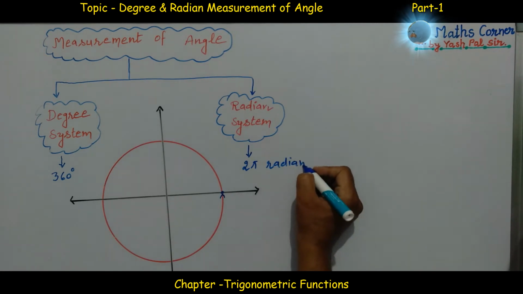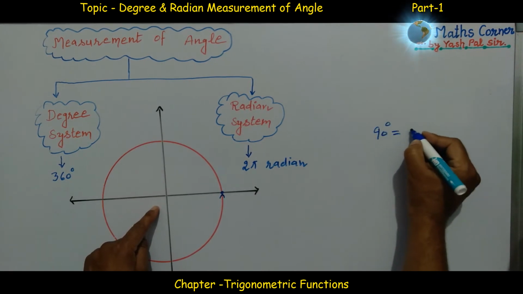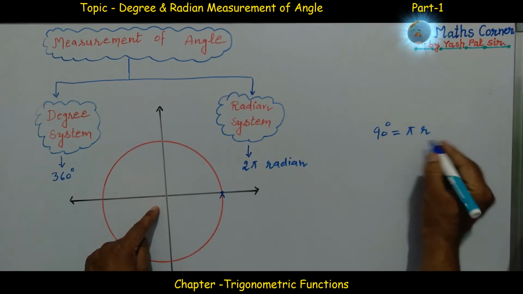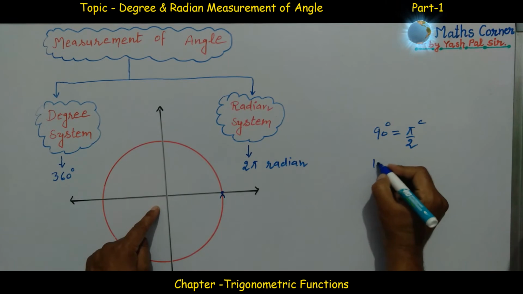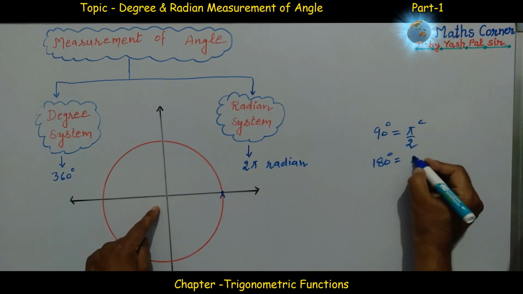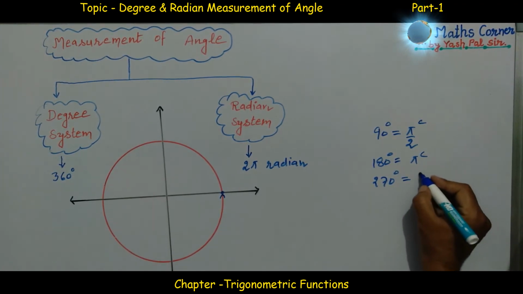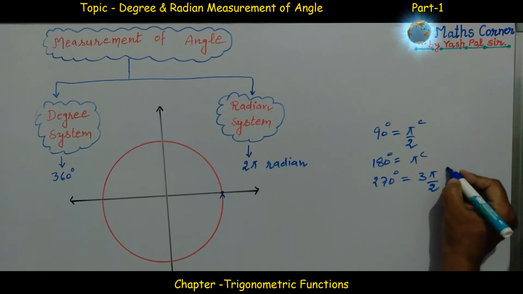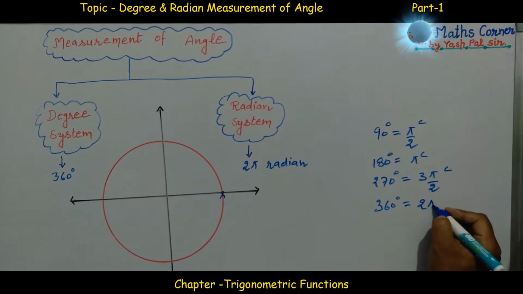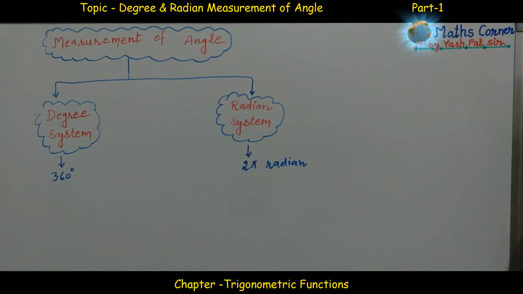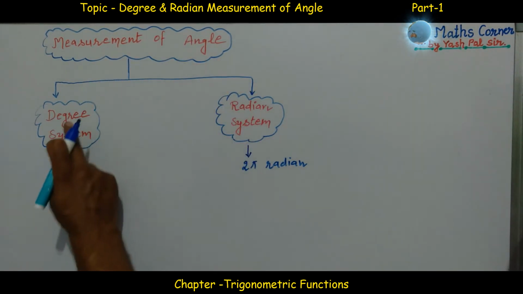Okay, meaning to say 90 degrees is equal to pi by 2 radian, and 180 degrees is equal to pi radian. 270 degrees is equal to 3 pi by 2 radian. 360 degrees is equal to 2 pi radian. So we can say how to convert the degree system into the radian system or the radian system into the degree system.